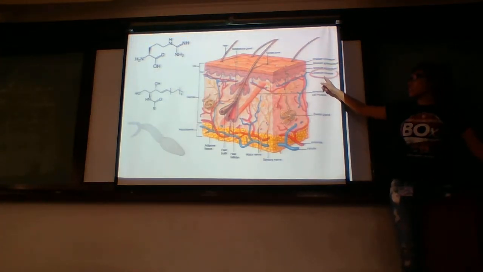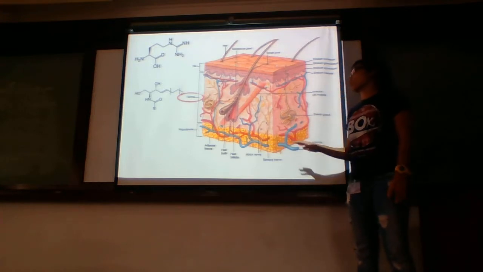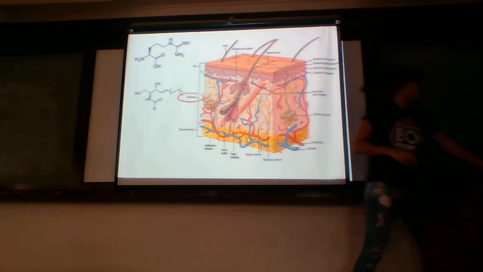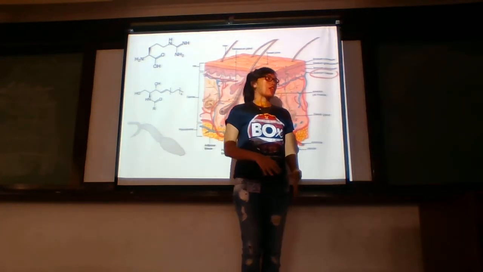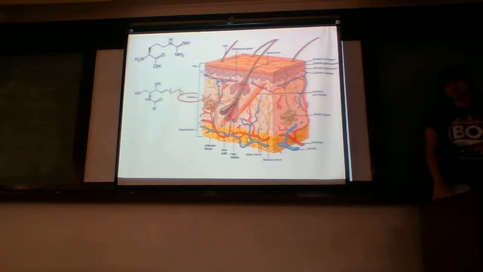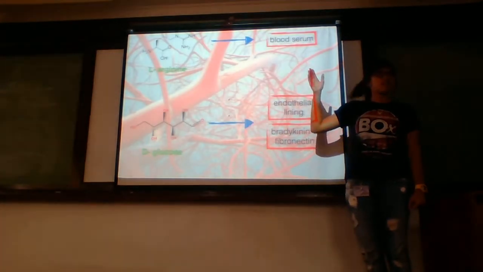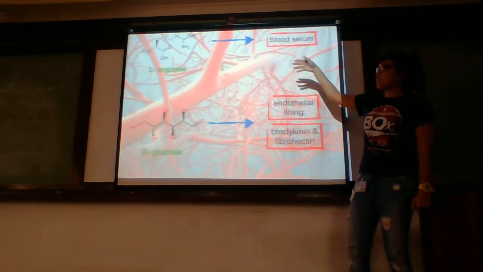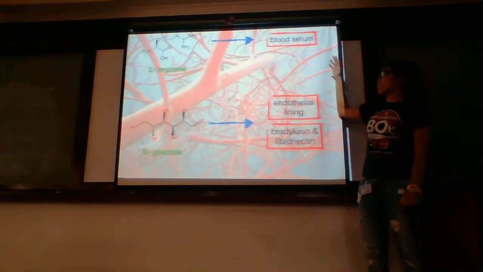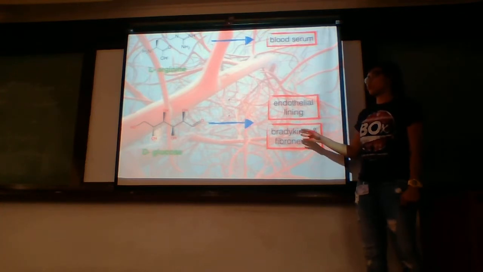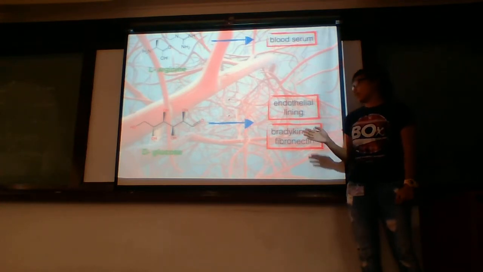So, as we're reaching the stratum basale, it makes its way to the dermis. But before entering the blood vessel, we must note, however, that the forked tail, as you can see here, is lost by the parasite before entering the blood vessel. Now, once in the blood vessel, the parasite is attracted to still L-arginine and to a lesser extent D-glucose. L-arginine is found in blood serum, and D-glucose is found in the endothelial lining of the blood vessels as well as in proteins such as bradykinin and fibronectin.